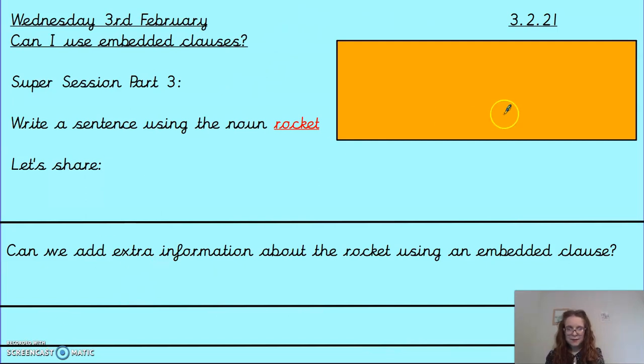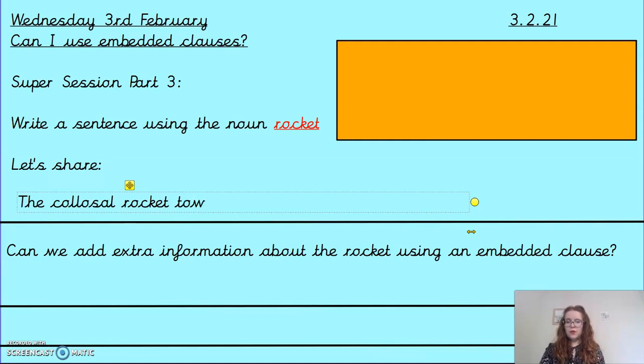So, let me get my type out. There we go. Okay, so I'm going to say: the colossal rocket towered over Liam and Florida. And that's a nice sentence. It's got colossal in, so it's a nice description, and it's got towered, which is quite a nice image of a huge, very tall rocket.